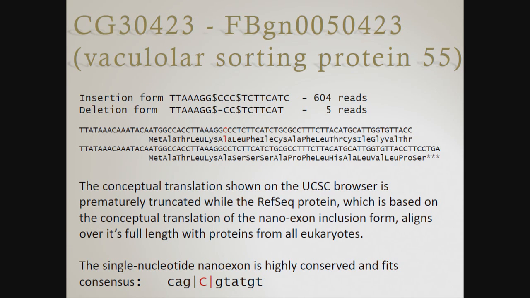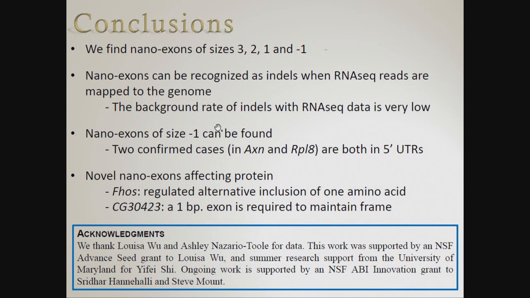Okay, so the next slide is my conclusions. We do find nanoexons. There are not very many. They can be recognized by RNA-seq reads mapping to the transcriptome. We find nanoexons affecting a protein sequence, and these are useful in improving annotations.